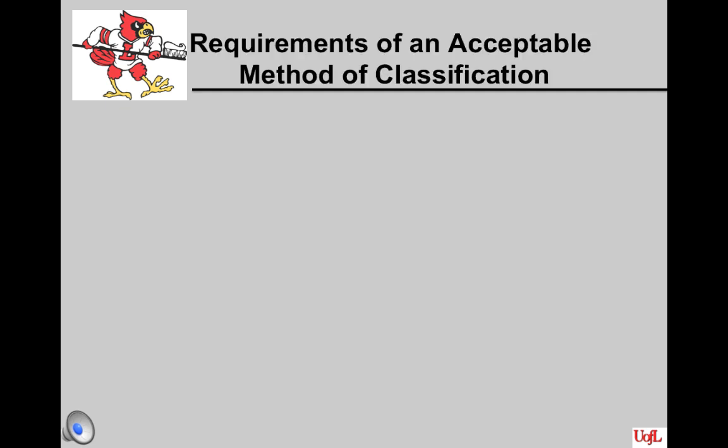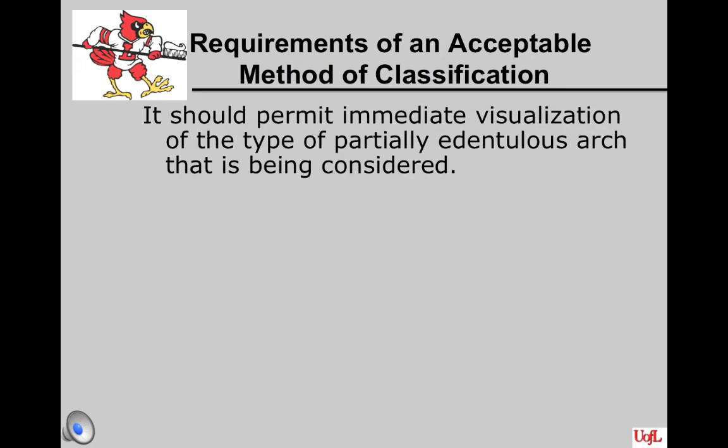When you think of a classification system, there are certain requirements that a classification system must meet. The first one being, it should permit immediate visualization of the type of partially edentulous arch that's being considered. If I give Dr. Karam a call down on 2nd floor, if I tell him I'm working with a patient that is a Kennedy Class 1, he has an immediate picture of what that arch might look like. Now, he doesn't know exactly which teeth are missing, but he has a general idea of the configuration of teeth that are remaining in that arch. And the importance of that is that there are different rules for the different types of arches that remain.